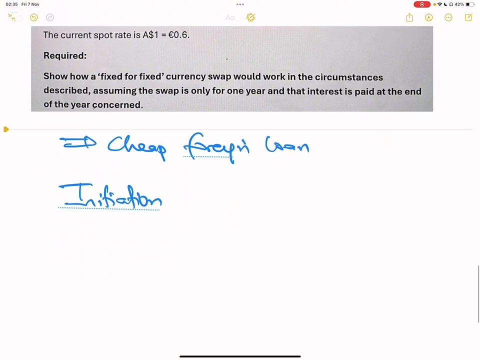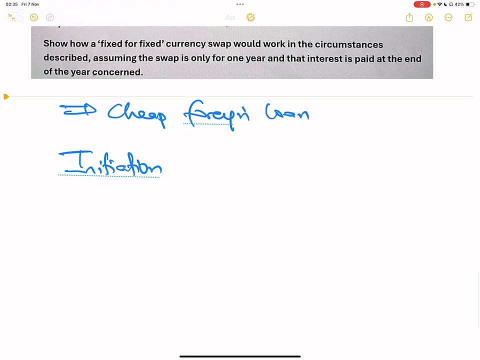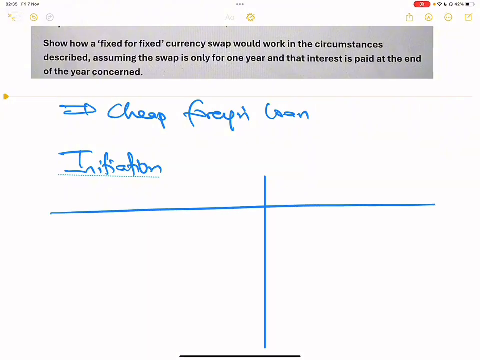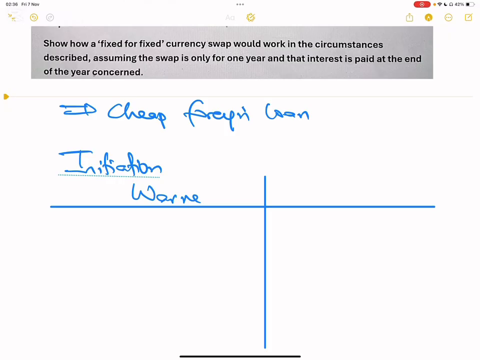And how does it work? What will happen? Let's break this into two sections. So let me put One Co here, and I'll put Eurospot here. Yeah. So now we're talking of initiation. What is going to happen on day one? That's what we're saying. Day one.